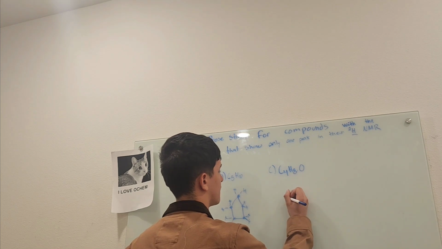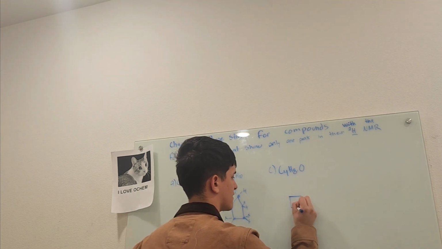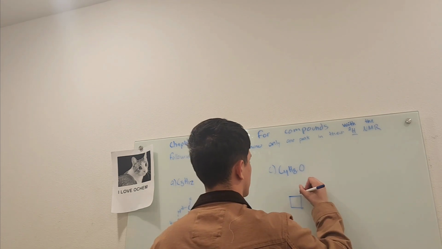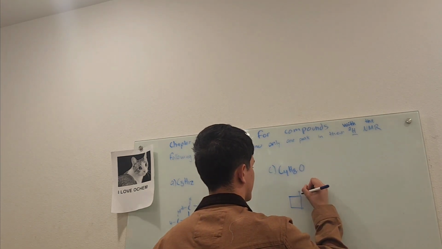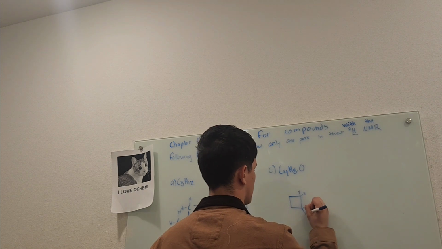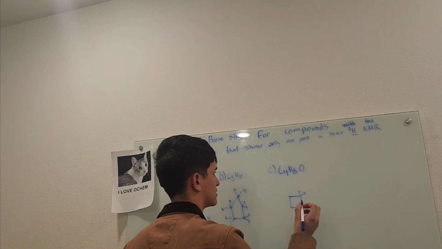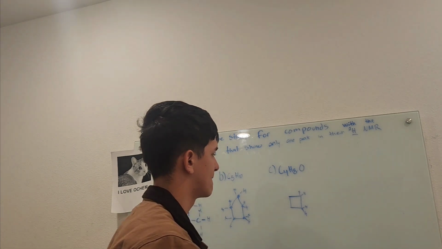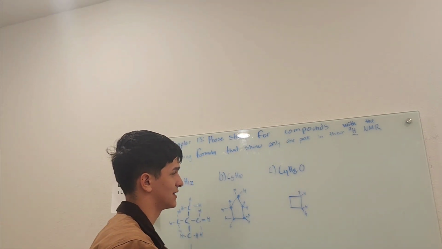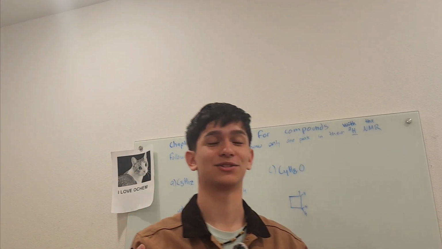So you can have carbon, right? And you have 1, 2, 3, 4. So 4 times 2, that's 8. But we're missing an oxygen. So what do you think this structure is going to be?